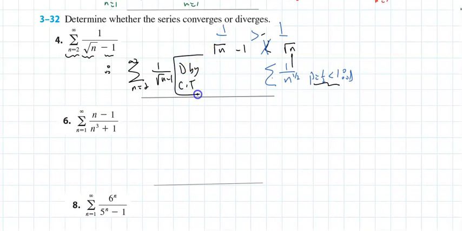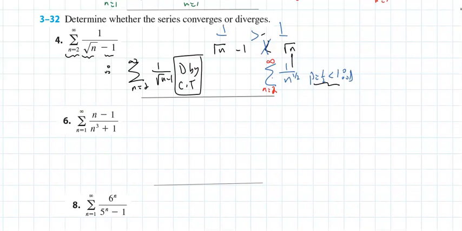Now, I do want to point out, this says 1 to infinity, but if I go from 2 to infinity, does it matter? No, it doesn't matter. Because if this diverges and you add one term to it, it's not going to make a difference. It's going to still diverge.